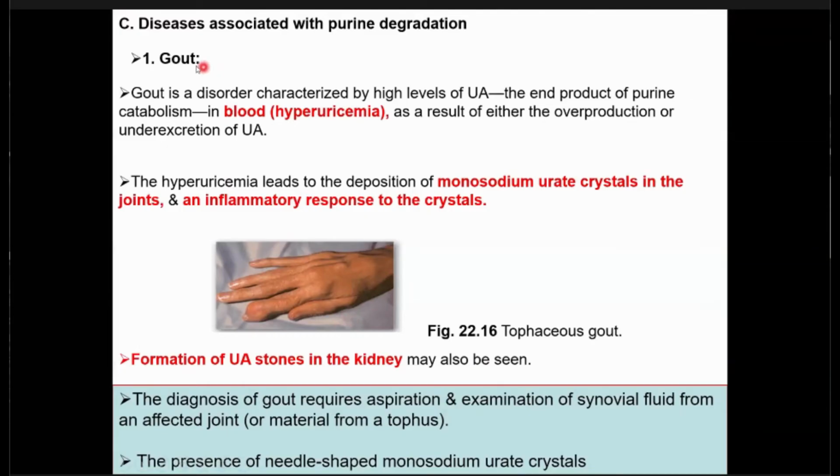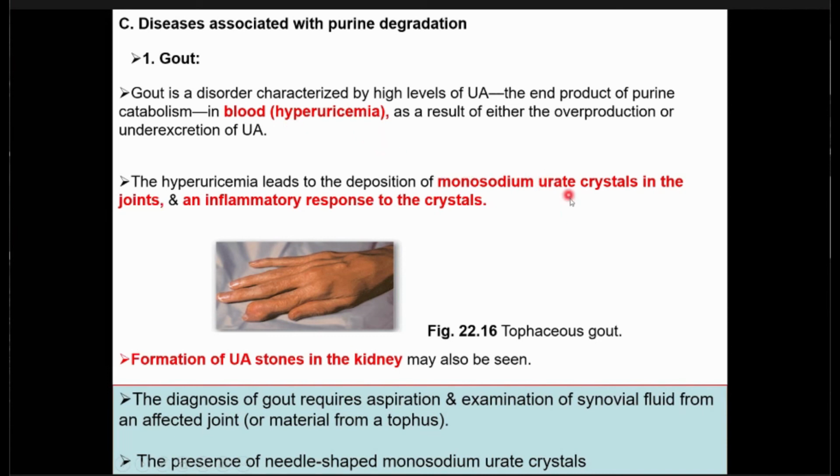So we look at gout. It is a disorder characterized by a high level of uric acid. If I ask you the question, what is gout? You tell me gout is an increased level of uric acid, which is the end product of catabolism of purines, adenine and guanine. So you have a high level of uric acid in the blood, called hyperuricemia.